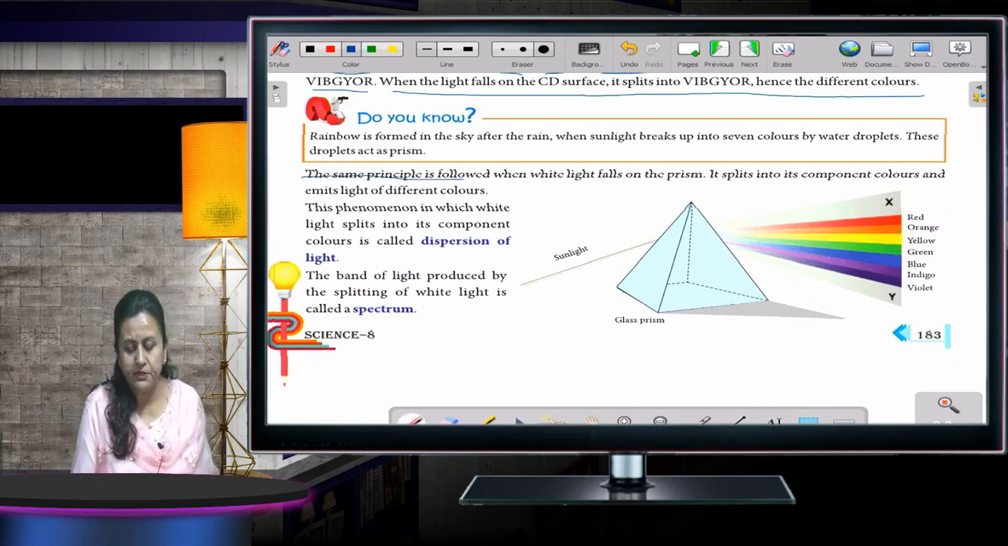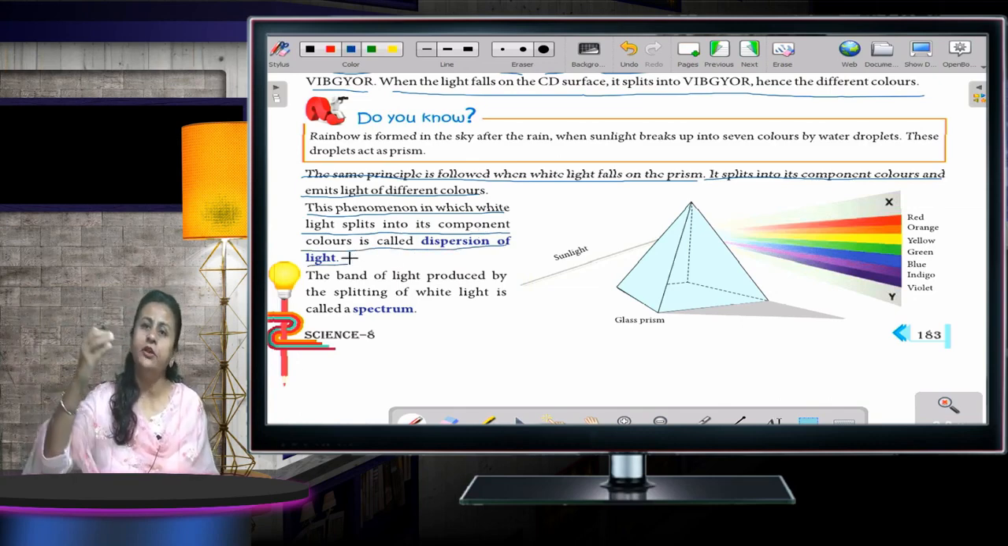The same principle is followed when white light falls on the prism. It splits into component colors and emits light of different colors. This phenomenon in which white light splits into its component colors is called dispersion of light.